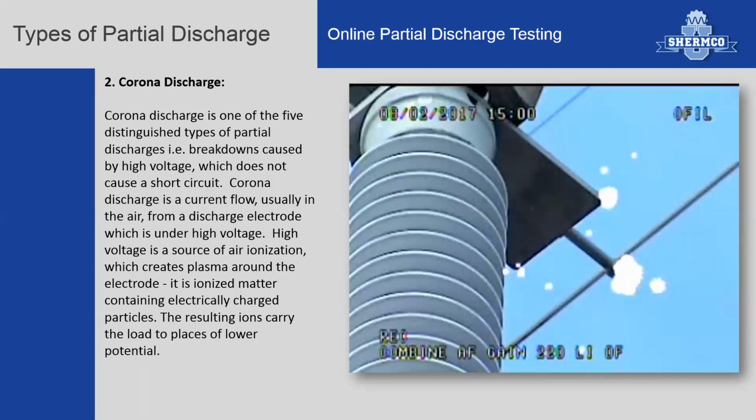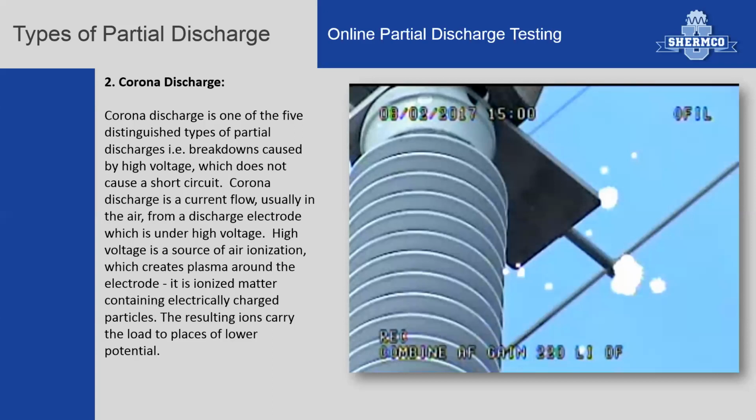Okay, the next type is corona discharge. Corona discharge, in short, can be defined as medium and high voltage, where we are seeing discharges to the water molecules in the air, or atmospheric discharging taking place. The more proper definition would be corona discharge is one of the 5 distinguished types of partial discharge. For example, breakdowns caused by high voltage, which does not cause a short circuit. Corona discharge is a current flow, usually in the air, from a discharge electrode, which is under high voltage.